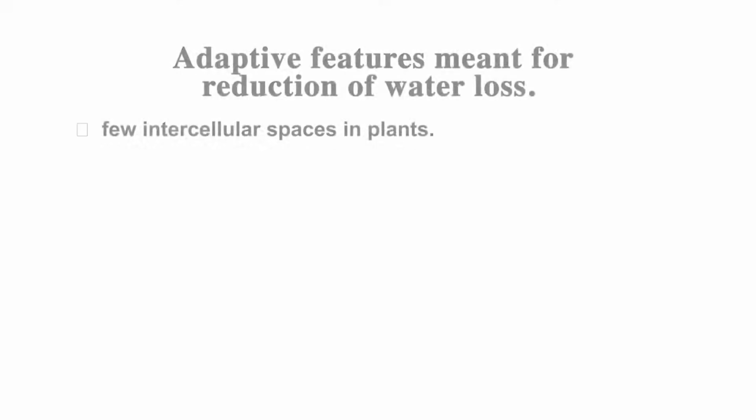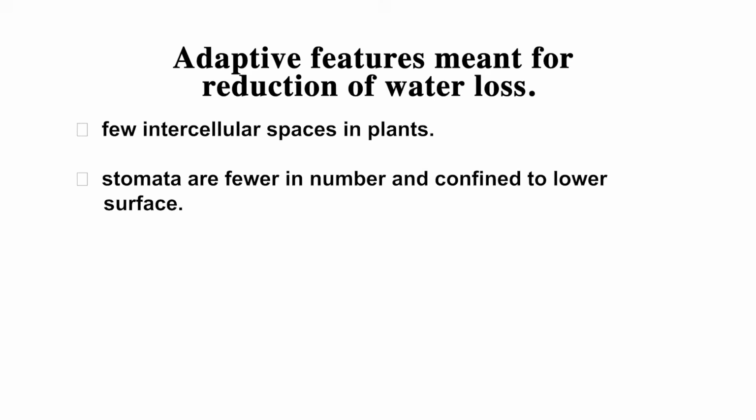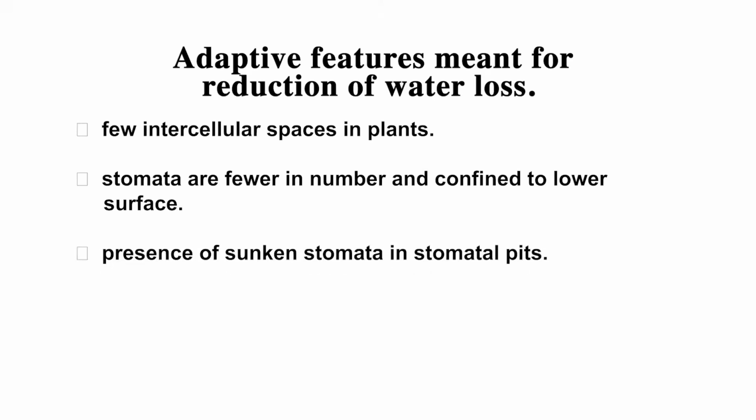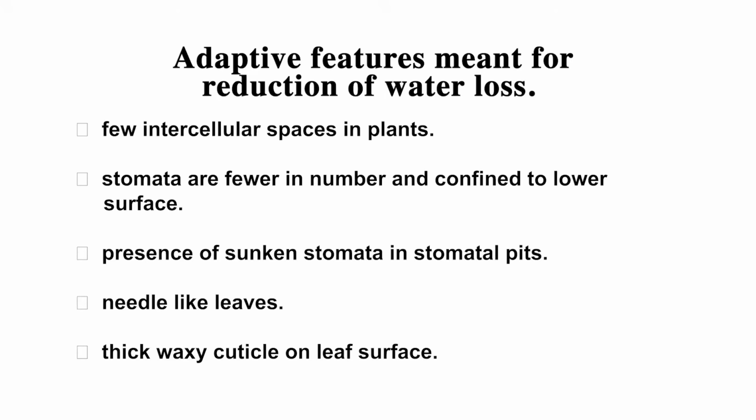While observing slides or diagrams of TS of leaf, you will see the following adaptive features meant for reduction of water loss. Few intercellular spaces in plants. Stomata are fewer in number and confined to the lower surface. Presence of sunken stomata in stomatal pits. Needle-like leaves. Thick waxy cuticle on leaf surface. I hope you've understood the adaptive features of xerophytic plants.